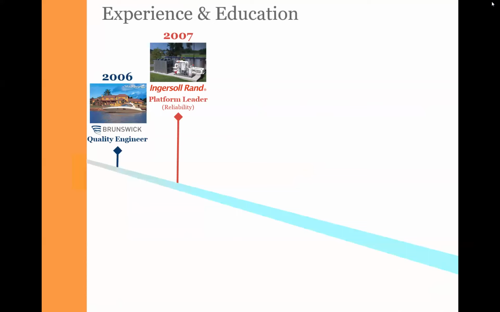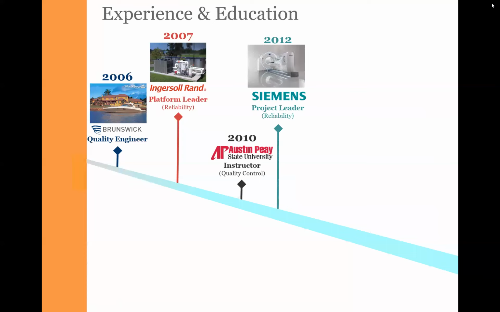After that, I moved to Middle Tennessee, worked for Ingersoll Rand, basically Trane air conditioning, if everyone familiar with it, working on the commercial air conditioning. I started as a reliability engineer, Six Sigma Black Belt, and then went up to be a platform leader for quality and reliability as well. And then this is when I started working at the same time for Austin Peay as an instructor for quality control. Then moved back to Knoxville, if anybody familiar with Siemens Medical, really work with them on the PET CT scanners, where you see it in the hospitals for scanning cancer and things like that. So I was working also on developing reliability program across the organization.